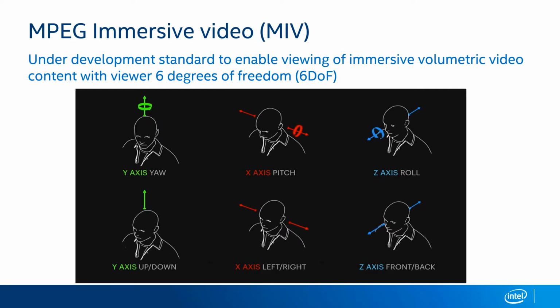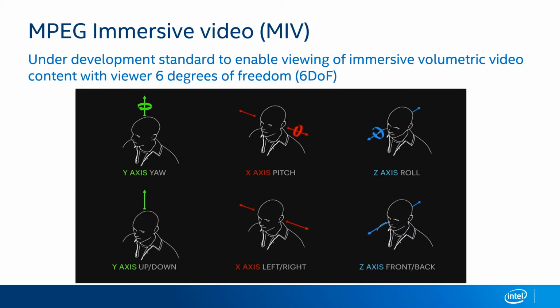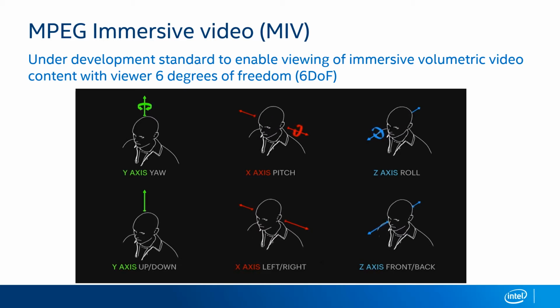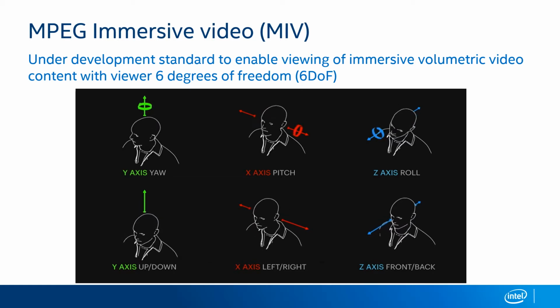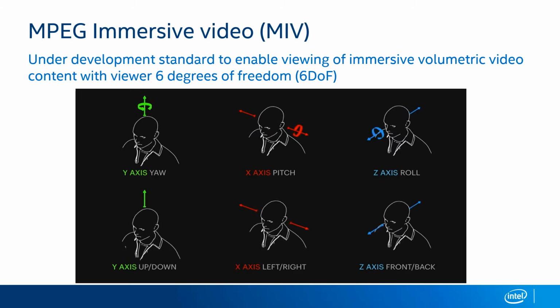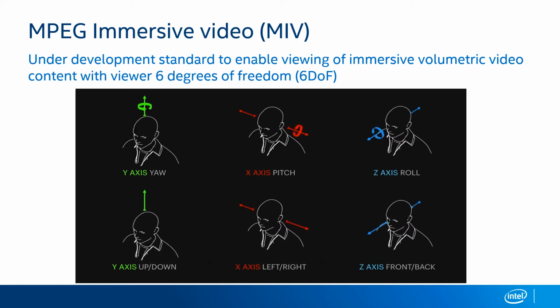On the top row are the 3 degrees of freedom associated with 360 video, where the orientation of the viewer can change. So yaw, pitch, and roll, you can move your head in different directions, but you're staying in a particular position. Going from 3 to 6 degrees of freedom is shown on the bottom, where we have 3 more dimensions of freedom, which is moving around XYZ position in space. So together, the 6 degrees of freedom allow the viewer a lot of control over where they see a scene from.